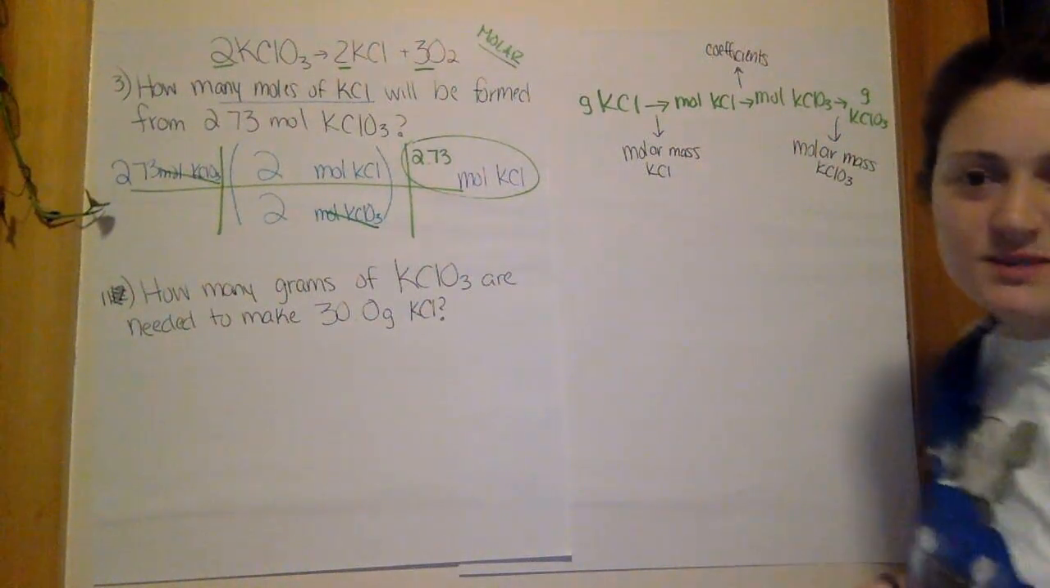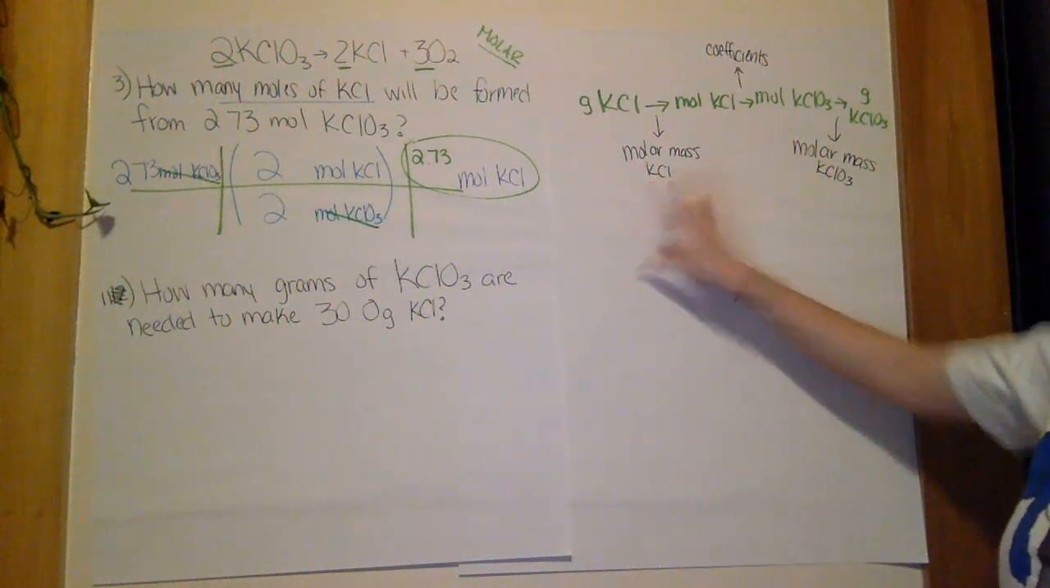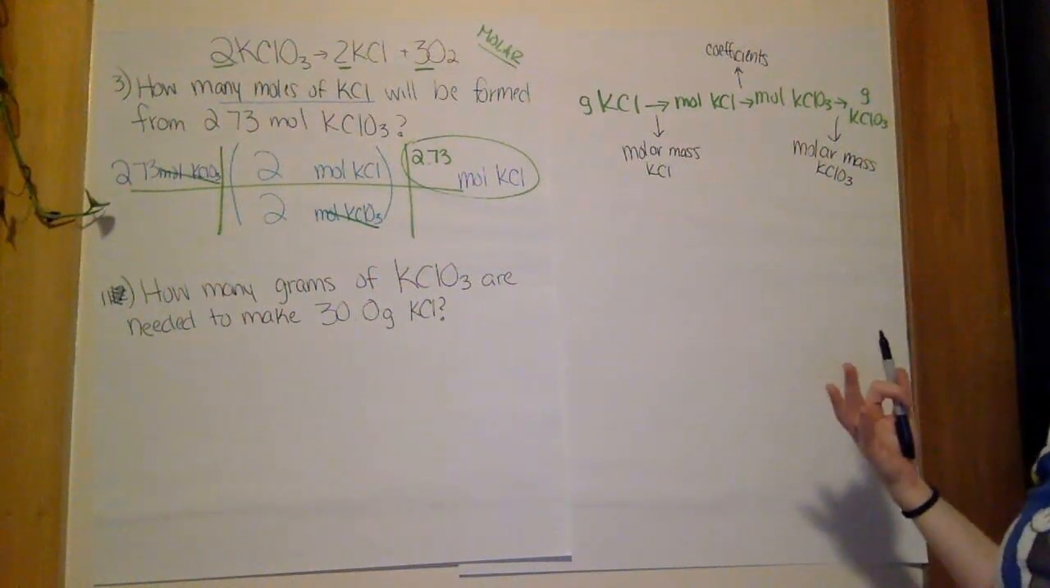So there are a few things that we need, right? There are a couple pieces that we're going to need to find. We're going to need to find the molar mass of KCl and the molar mass of KClO3. So why don't we step back and do that first.